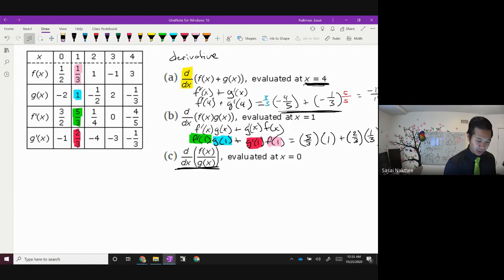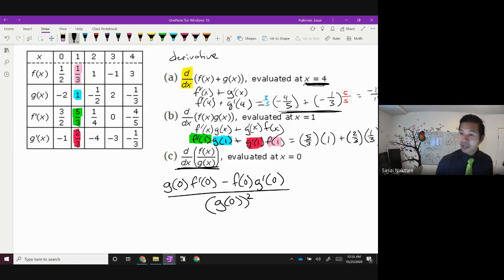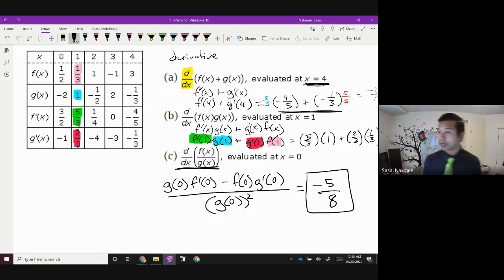And this last one is going to be low, but evaluated at 0, D high, minus high, D low, all over low low, right? You plug this all in, you do all the math work. I'm just going to give you the answer because I'm going to run out of time here. But this is going to come out to be -5 over 8. I believe that is the answer you should get. It's -5 over 8.